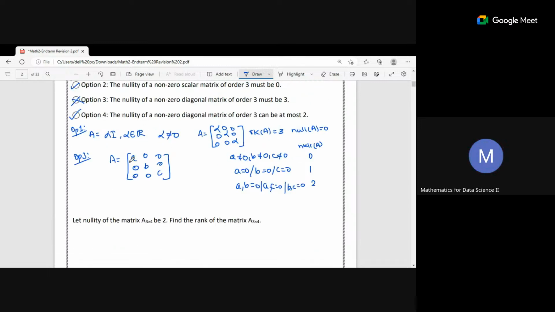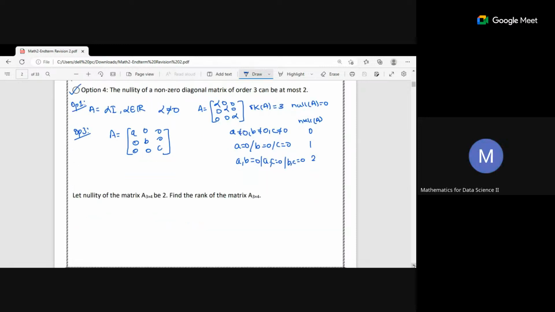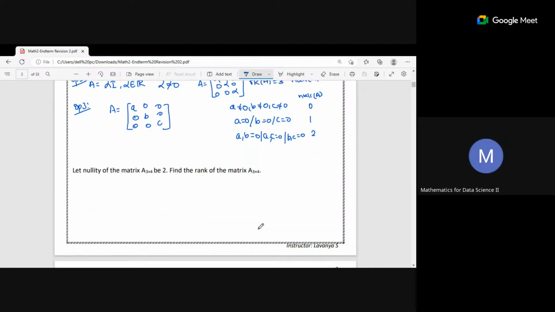That is what we said. See, when will you have the nullity to be 3? When the rank is equal to 0. So rank is 0 when all the entries are 0. But here it is a non-zero diagonal matrix, so all the entries cannot be 0. Right? You understand? Yes, ma'am. Is there any question?